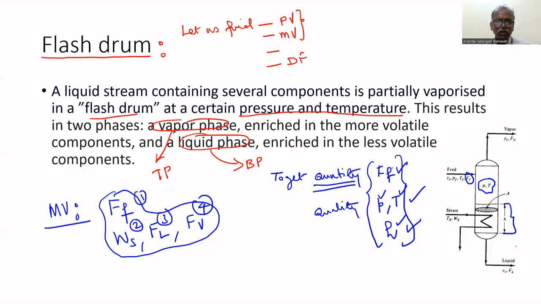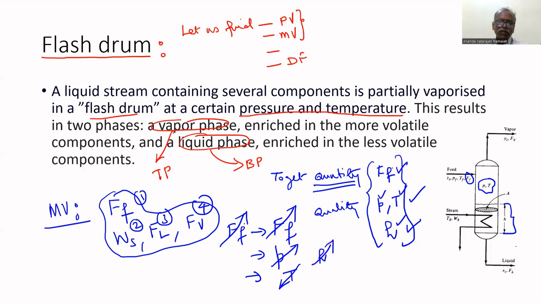Whether FF can be used to control FF or P or T or H, that we have to find by qualitative analysis. Why? Because FF will have impact on all the four. If FF increases, feed flow rate increases, so it can be used to control FF. If feed flow rate increases, pressure will increase. If feed flow rate increases, temperature will decrease. If feed flow rate increases, H will increase. Therefore, feed flow rate can be used to control all the four.